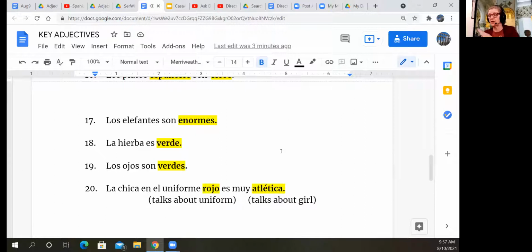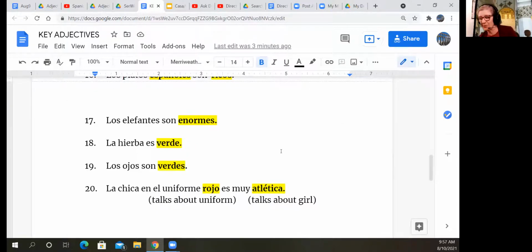Los elefantes son enormes. They are enormous. La hierba es verde. That stayed the same because verde ends in an E, same for masculine, feminine. But los ojos son verdes. We need that one plural.